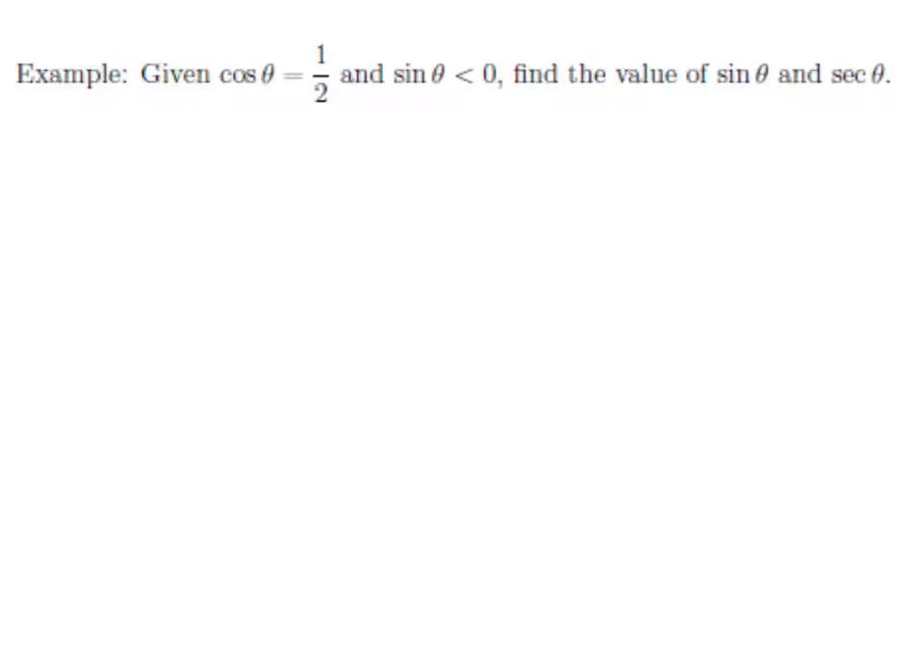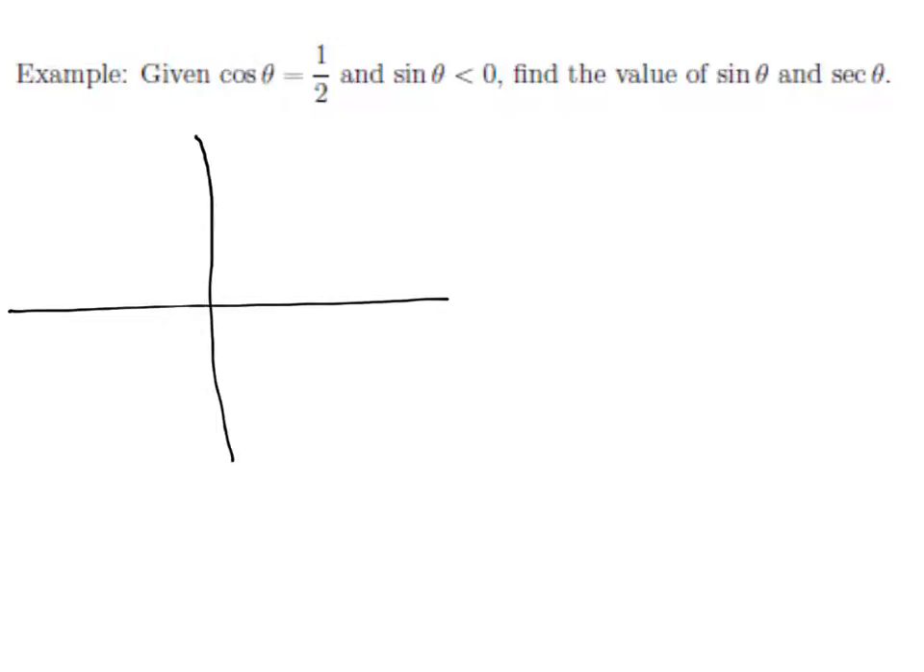Here we're going to do a couple examples to wrap up section 5.3. So first of all, we have one that says, given that cosine theta equals 1/2 and sine is less than 0, find the value of sine theta and secant theta. Now, what we want to do with a question like this is locate the angle theta in the coordinate plane, and more precisely on the unit circle.